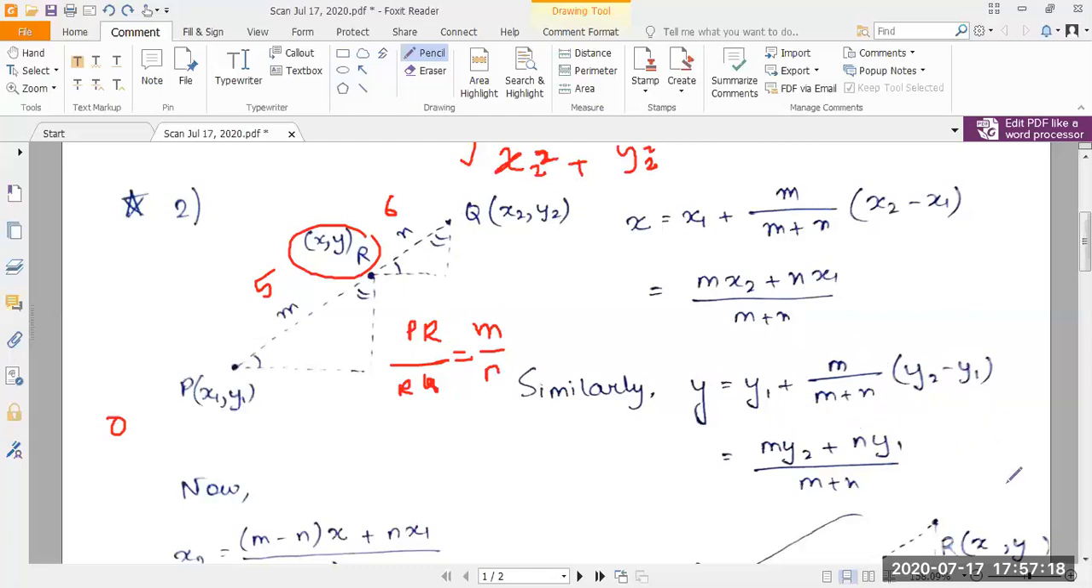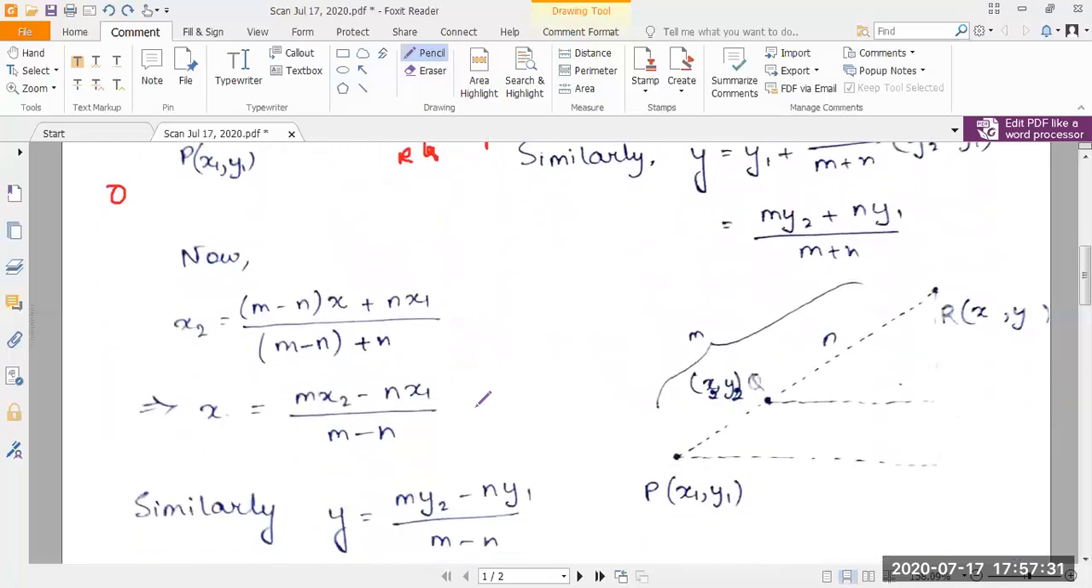Doing the maths, we get y equal to (my2 + ny1)/(m + n). So that is the concept of dividing a line segment internally. Next, what we talk about is dividing a line segment externally.